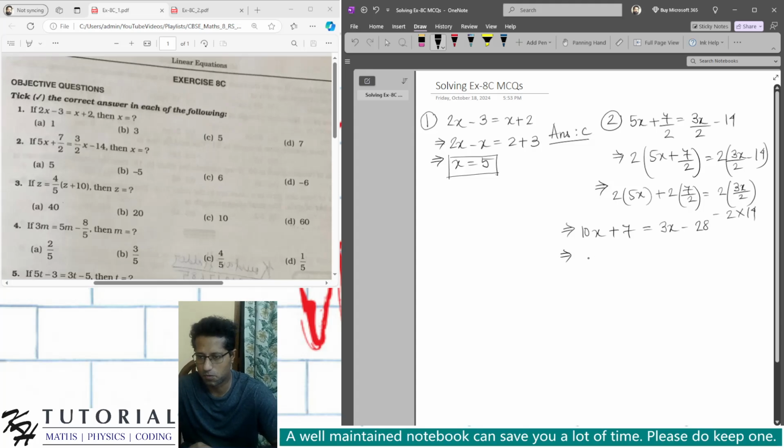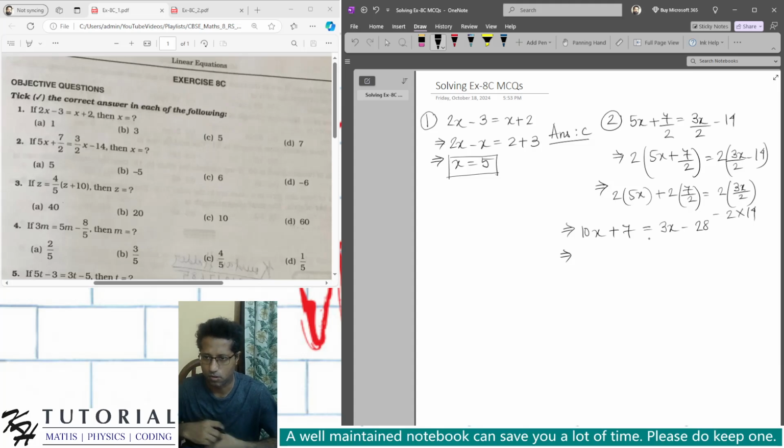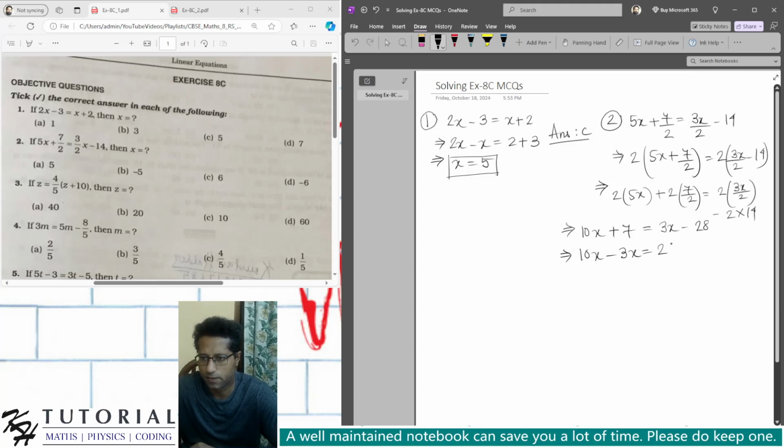Now we will use transposition of terms. We will bring all the x terms to the left hand side and all the constant terms to the right hand side, and we get 10x minus 3x is equal to 28 minus 7. This implies 7x is equal to 21. This implies x is equal to 21 by 7.